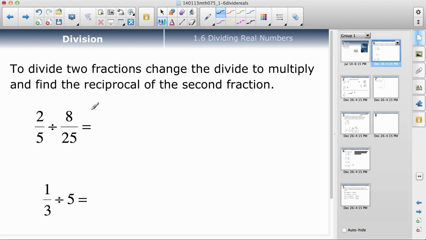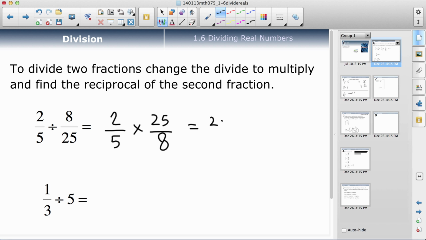We'll just try a couple. So here, to divide the fractions, I'm going to invert and multiply. So that's the rule that we were talking about earlier. So the first number stays by itself, and then this divide changes to times, and I flip this one over, or I make it the reciprocal. And then I could simplify from there.